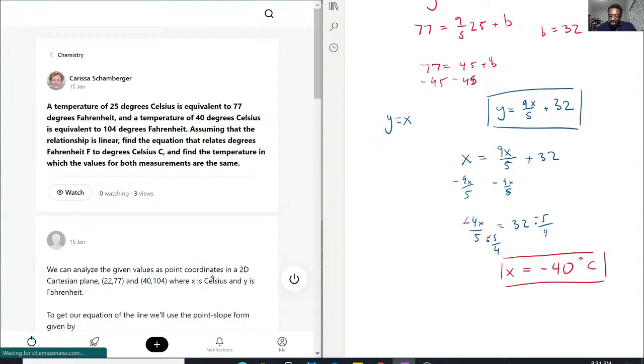I feel like I did something wrong. Negative 40. Oh, I know I said 2 over there, that's why. So 9 times negative 40 divided by 5, there we go, plus 32. And we get negative 40 as well. So when x is negative 40 degrees Celsius, y is actually also negative 40 degrees Fahrenheit. So just like that, we were able to solve this question. Not only do we get the linear relationship, we also find the degrees where they would both equal each other.